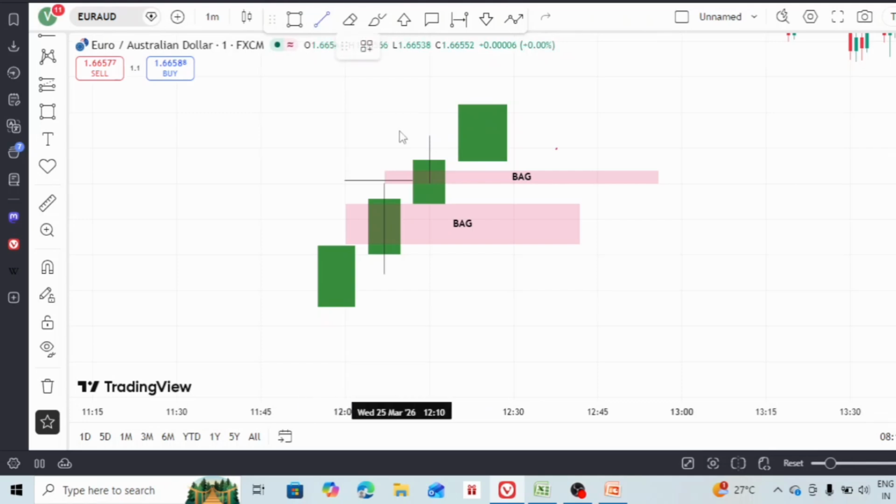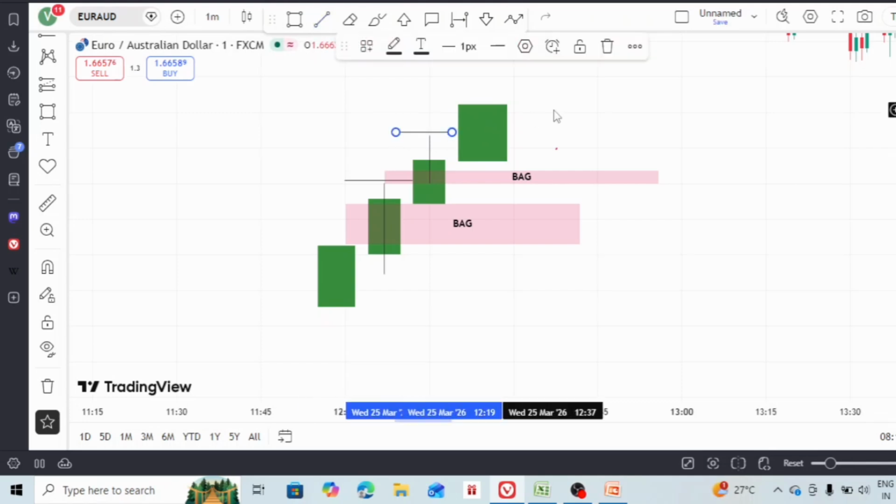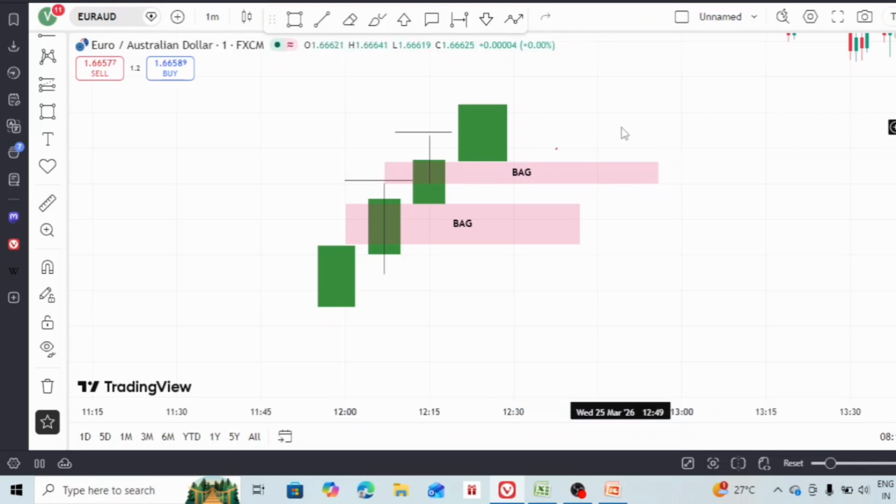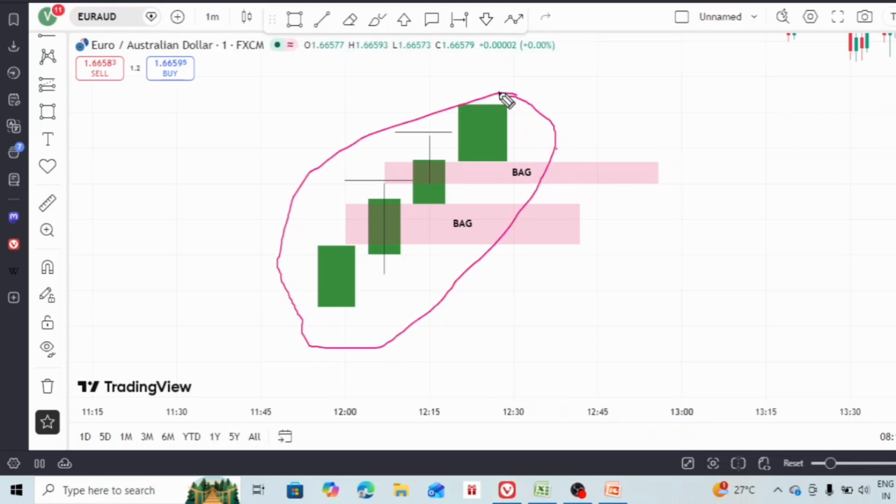See, it has broken with the body of the candle, so we have two continuous breakaway gaps. In this case, this also indicates strong momentum and continuation of the market. However, if these two breakaway gaps are produced in the market, then there can still be one or two retracements.